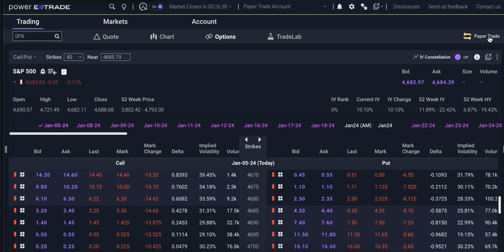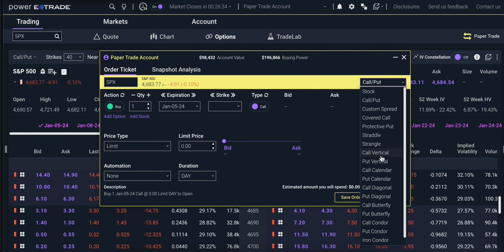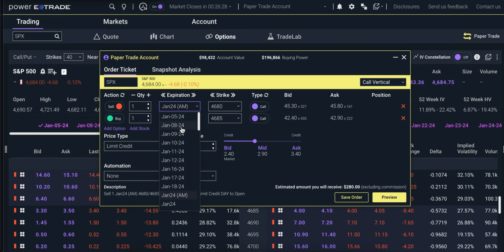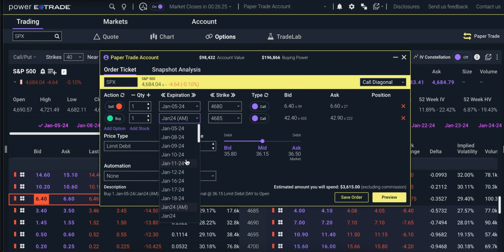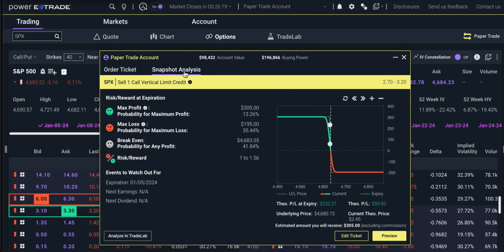So if you put it on, let's say, 0 DTE, meaning 0 days to expiration, and you do a call vertical spread, let's just check to make sure our expirations are dialed in. You can see that the options chain below is already populating just one strike width. And you can see the snapshot analysis here. You can see about a 1 to 1.56 call vertical there.